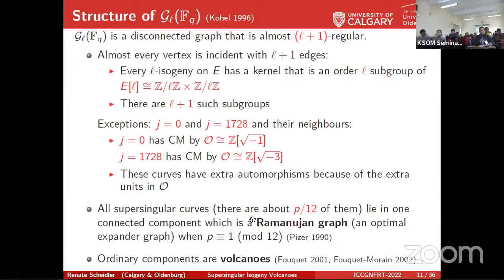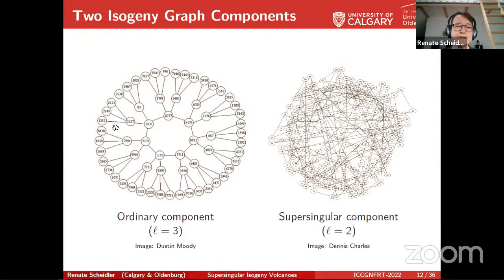And now the ordinary components are what's called volcanoes. So now we finally got into our volcanoes. The ordinary components look completely different from the supersingular ones. So here's a picture. On the left is an ordinary component. This is for L equals 3. I don't know what the field is here. And you see it's a very beautiful, regular looking, organized object, right? Here L equals 3, which means every vertex is incident with 3 plus 1, so 4 edges.